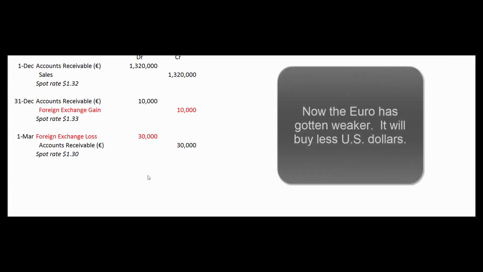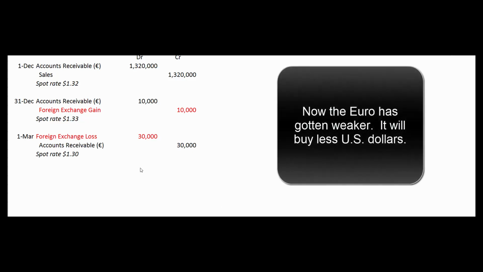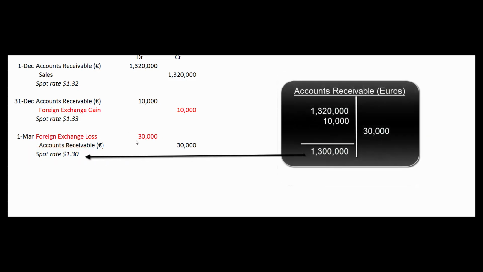Then March 1st comes, and we have to write our account receivable to market. The spot rate is down. The euro has become less valuable. It's gotten weaker. So we book a foreign exchange loss, and we reduce the account receivable. And what I'm going to do in this video is any income statement account is going to be in red font other than sales, so that we can see what's happening with all the foreign exchange gains and losses and things.